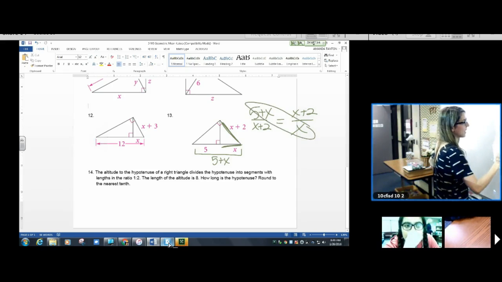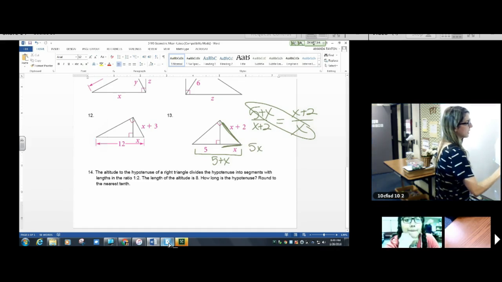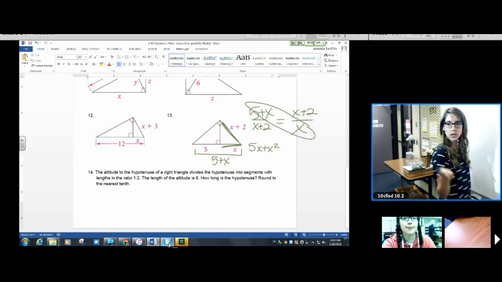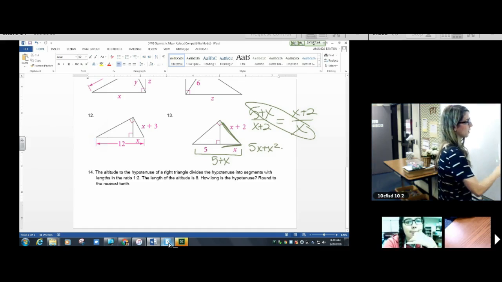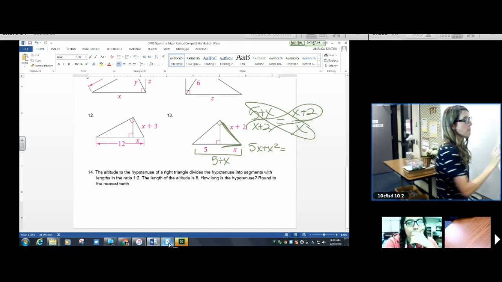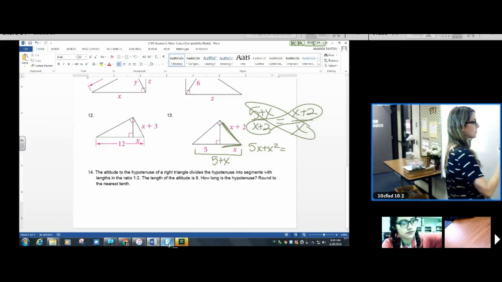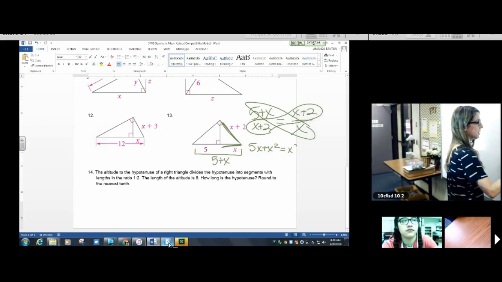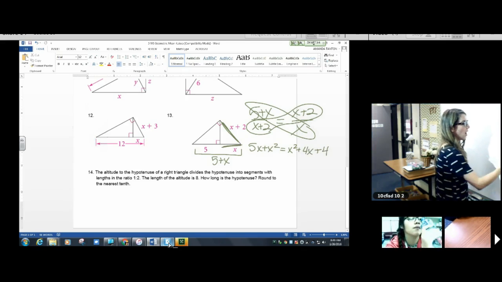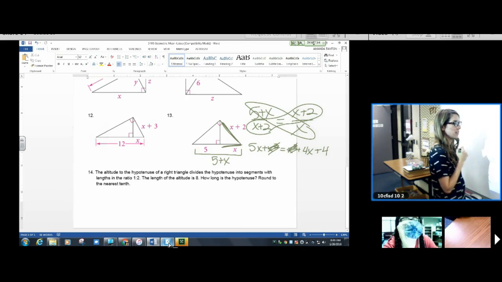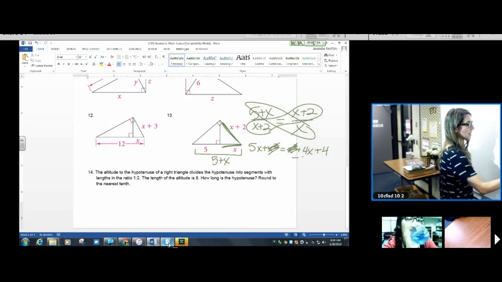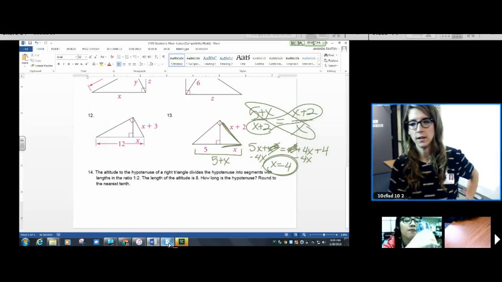X times 5 plus x is 5x plus x squared. I distributed my x. Now, I'm just going to FOIL. I'm going to FOIL automatically, and I'm not going to show my work, okay? X times x plus 2 times x plus 2. X squared plus 4x plus 4. Oh, yay, the x squareds cancel, just like in the warm-up. Subtract 4x from both sides, and looky there, x is 4.